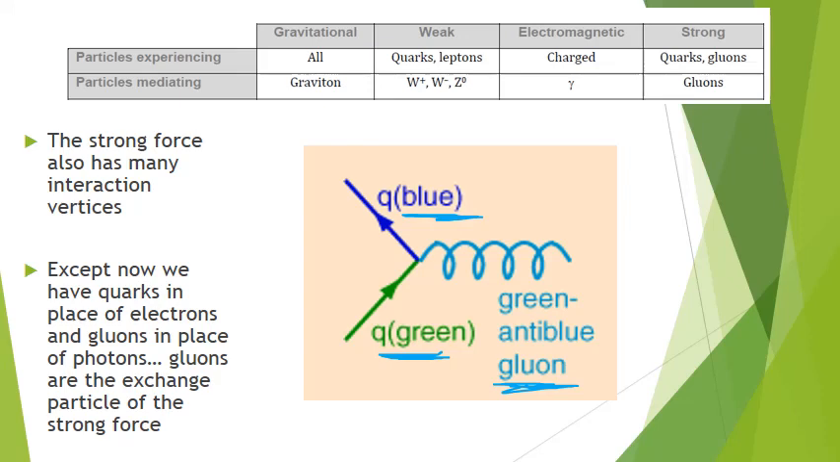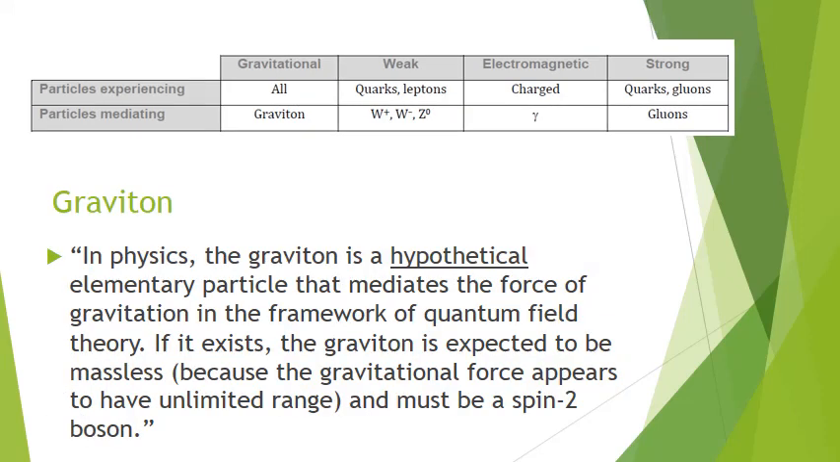Hopefully now you've got a good picture of each of the four fundamental forces and what's going on. Now, we do want to talk about the gravitational force. Turns out the exchange particle for the gravitational force is a hypothetical particle called the graviton. And if it exists, it's expected to be massless and have a spin.